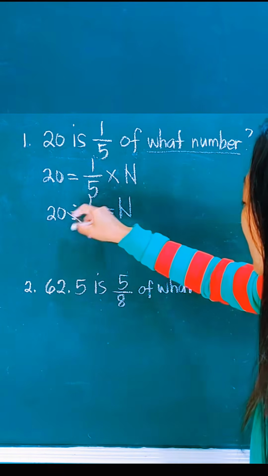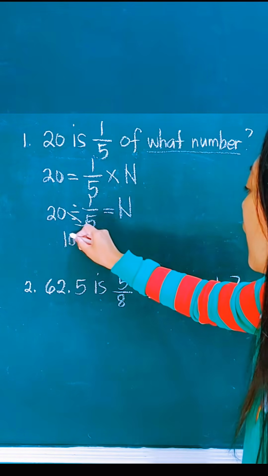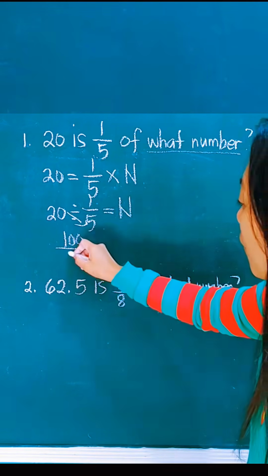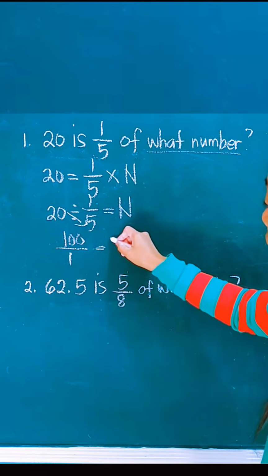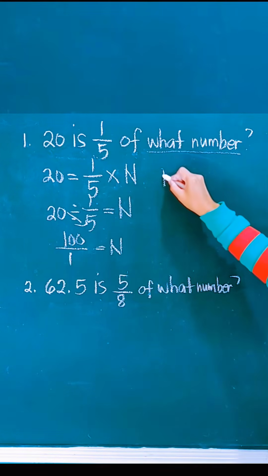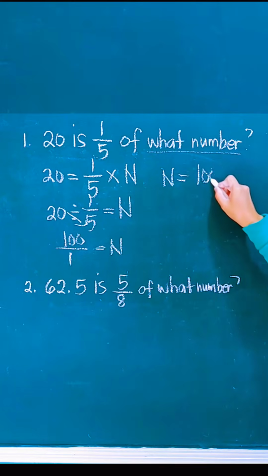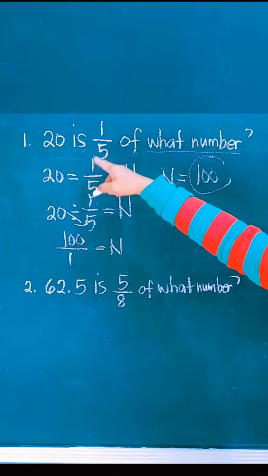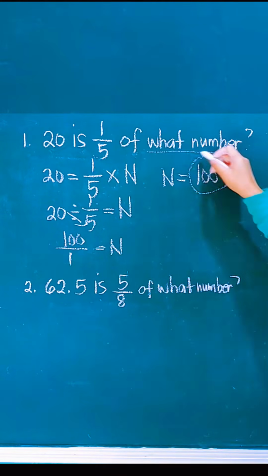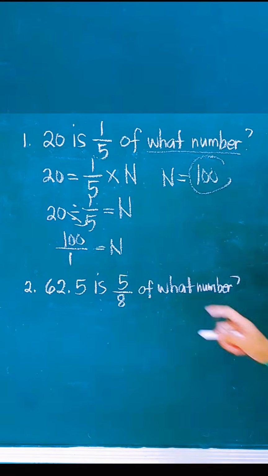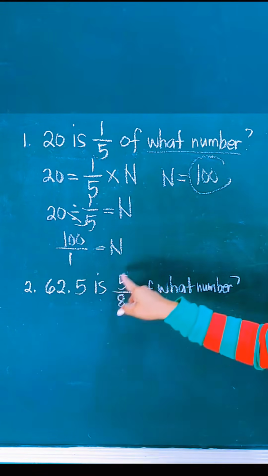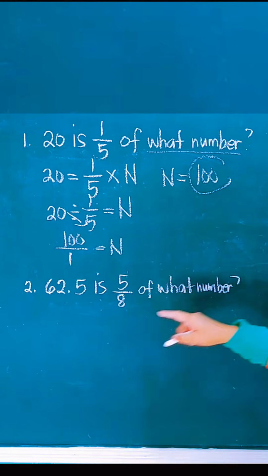Okay, so 20 times ang 5, 100. At ang denominator ay 1. So, 100 over 1 or n is equal to 100. 20 is 1/5 of 100. Okay, number 2, 62.5 is 5/8 of what number?